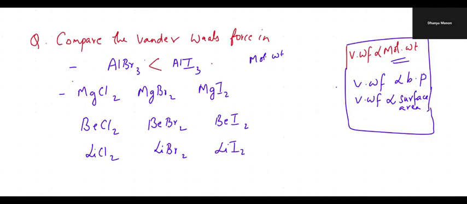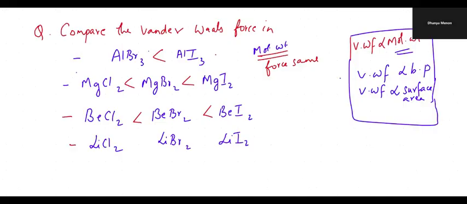Next one, here also the force is the same. So we check the molecular weight. Iodine has the highest molecular weight. So we put this in this order. Similarly, here also iodine has higher molecular weight. So we place this in the same order, right? Because we are checking what? We are checking the molecular weight, and molecular weight is directly proportional to van der Waals force. Okay, in the last one also, lithium. Also we place it in the same order because iodine has the highest molecular weight.